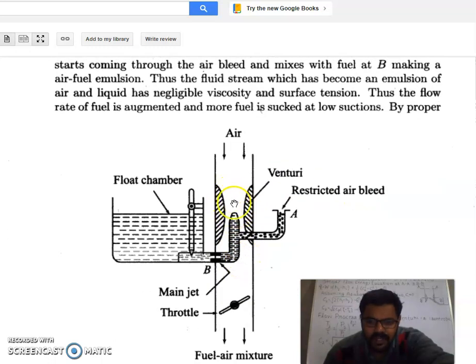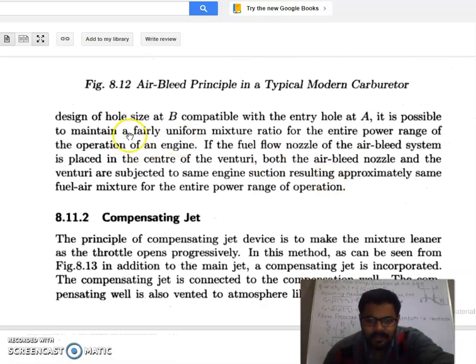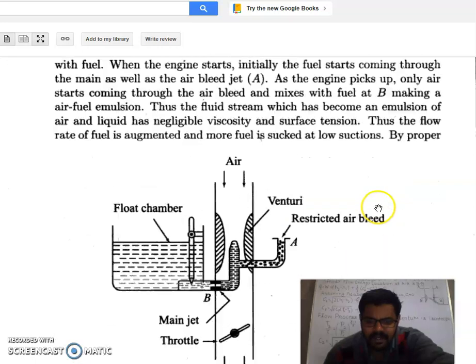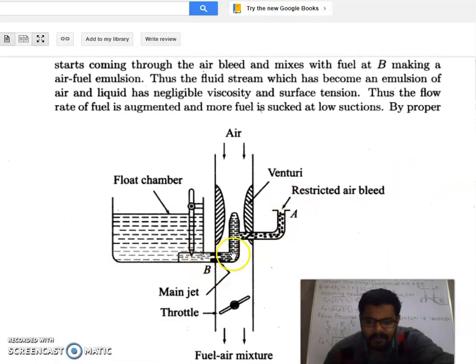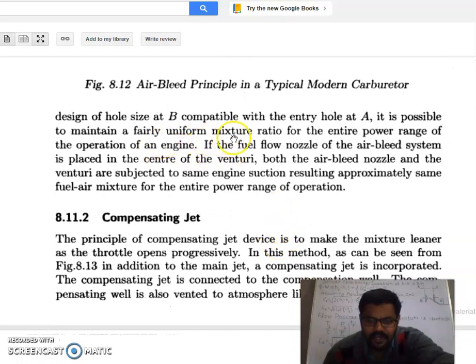So even when your engine is at low speed, suction is low and air velocity is low, this emulsion will help the fuel to vaporize and mix with the air and fulfill the engine requirements. By proper design of the hole size at B compatible with the entry hole at A, a fairly uniform mixture ratio for the entire power range of operation of the engine can be obtained if the fuel flow nozzle of the air bleed system is placed in the center of the venturi. Both the air bleed nozzle and the venturi are subjected to the same engine suction, resulting in approximately the same fuel-air mixture for the entire power range of operation.